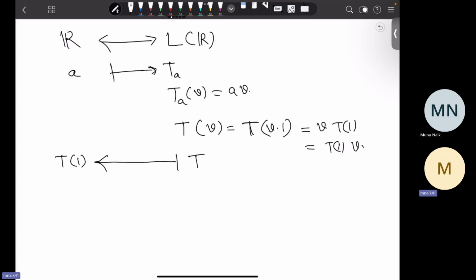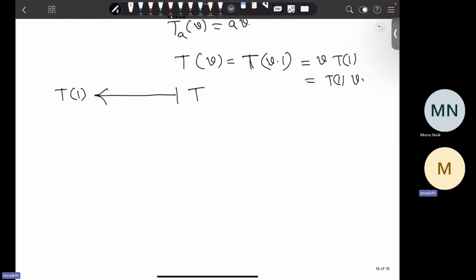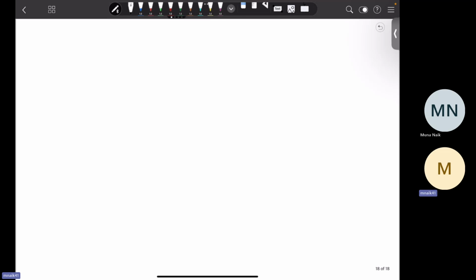So this is the identification. A real number can be thought of as a linear map from R to R, which is just a multiplication map. Conversely, if you look at any linear map T from R to R, sending T to T(1) is the bijection between R and L(R, R). So we will remember this identification. We will use this later.